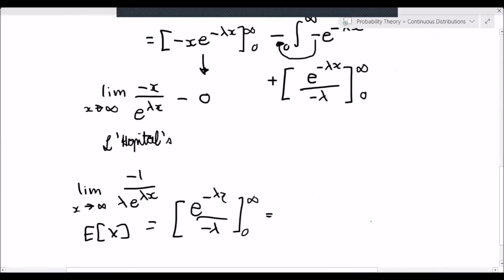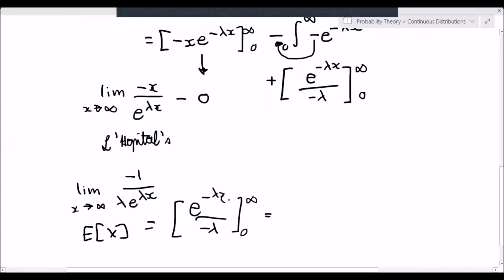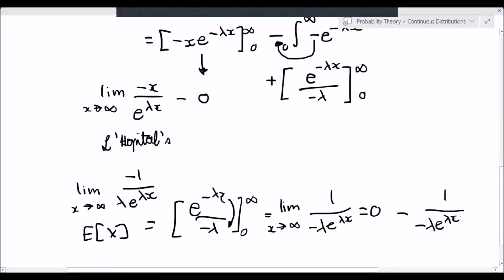So what we can see is that this exponent should be brought to the bottom. So the first one is going to be the limit as x goes to infinity of 1 over negative lambda e to the lambda x. And we know that this is equal to 0. And we have to subtract 1 over negative lambda e to the lambda x evaluated at x equals 0.